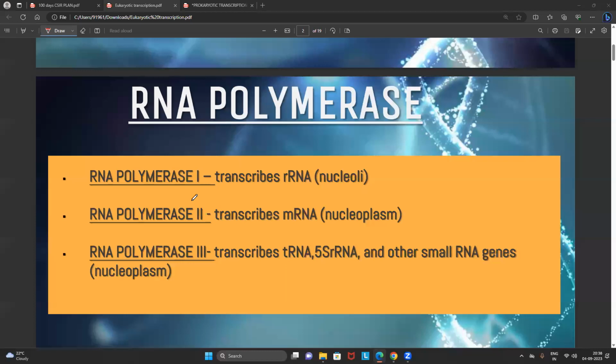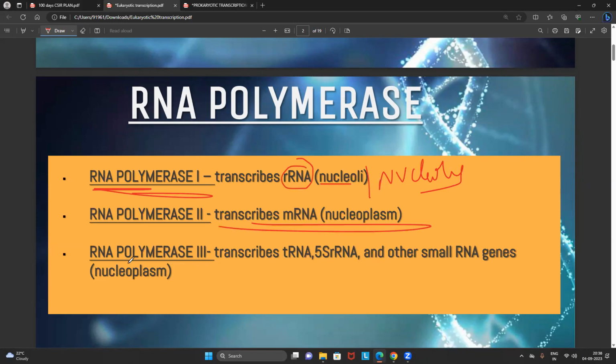are synthesized within the nucleus only. Friends, please don't get confused with that particular point. Now, all of you pay attention. RNA polymerase 1, what is it synthesizing? rRNA in the nucleoli or nucleolus, anything is same. RNA pol2 transcribes mRNA, pol3 transcribes all the types of small RNAs in the nucleoplasm.